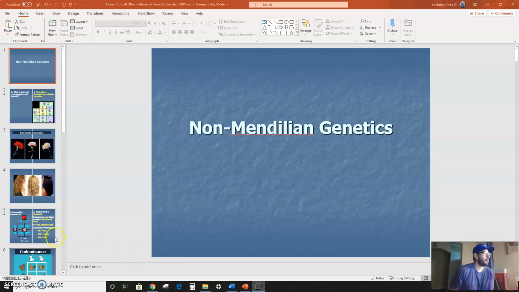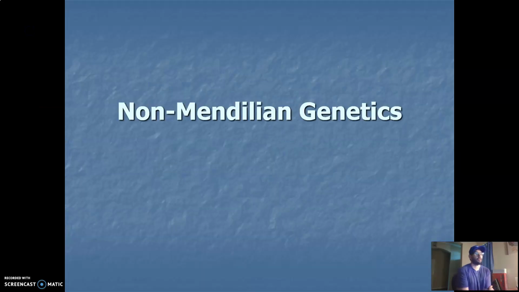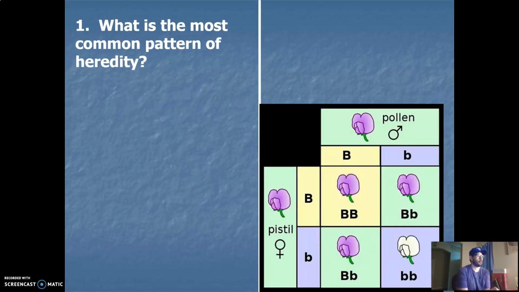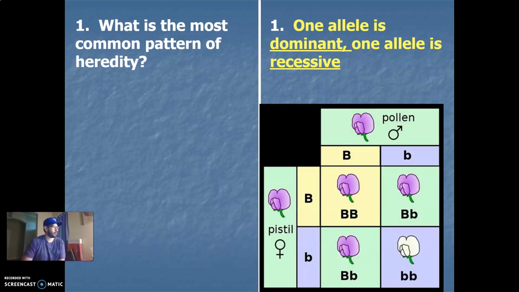So what we're going to do today, y'all, is we're going to go over non-Mendelian genetics. Non-Mendelian genetics, okay? Pretty easy stuff. What we predominantly have learned is the common way of genetic patterns. So basically, the common way is when one allele trait is dominant and the other one is recessive. As we know, dominant is a capital letter, recessive is a lowercase letter, and the dominant trait will always show through.